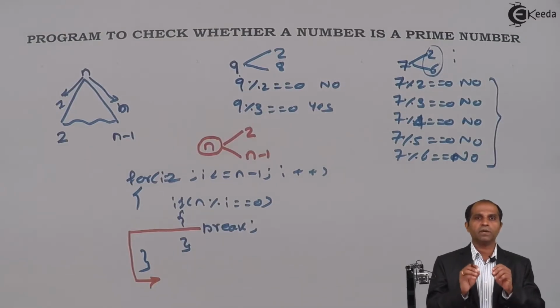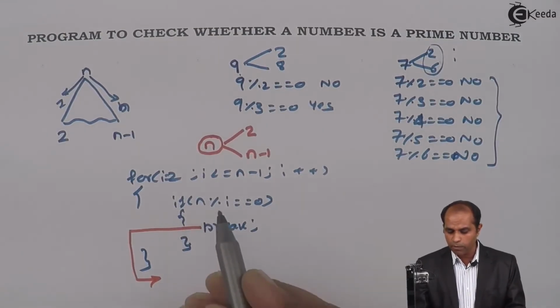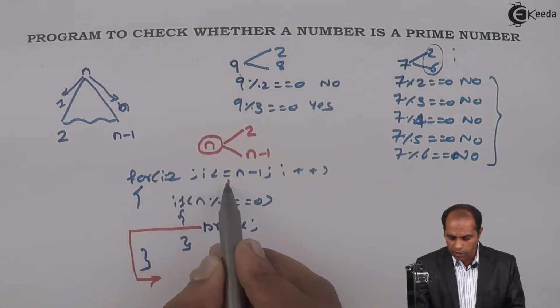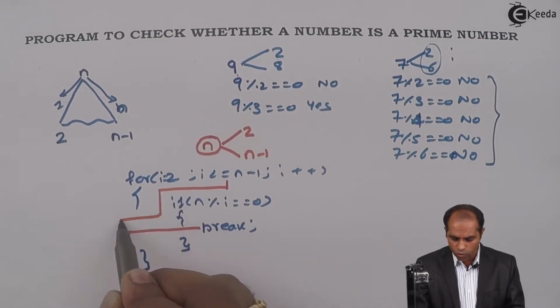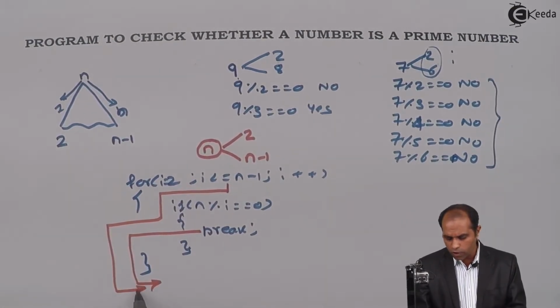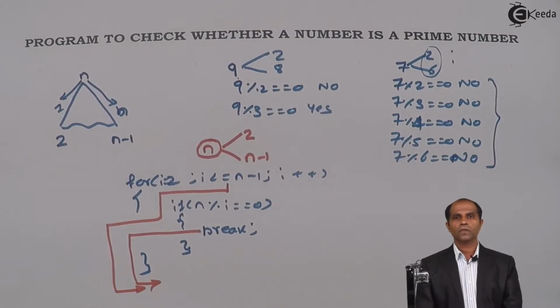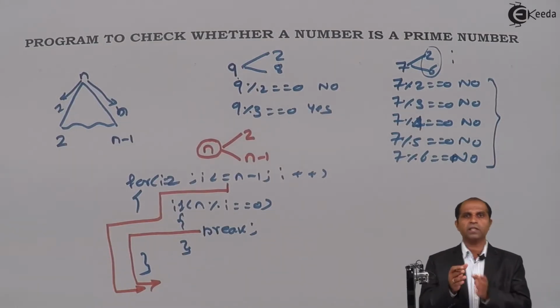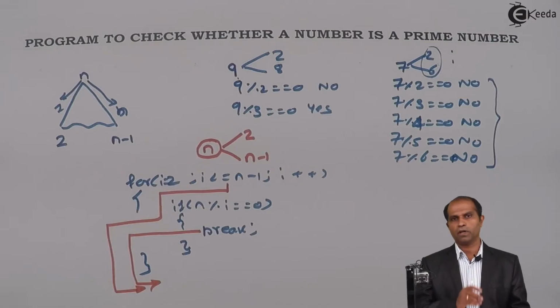So none of the time the condition is true. It means that the break will not be executed. In that case, the loop will terminate by the condition and take the control outside the loop. Now, how I quit the loop will decide whether the number is prime or not.